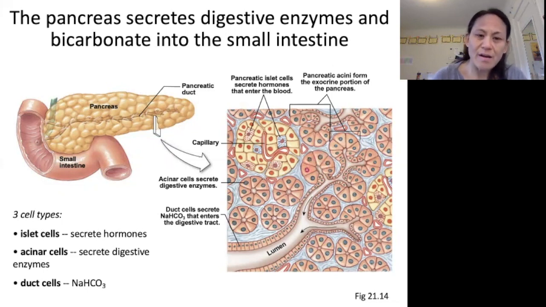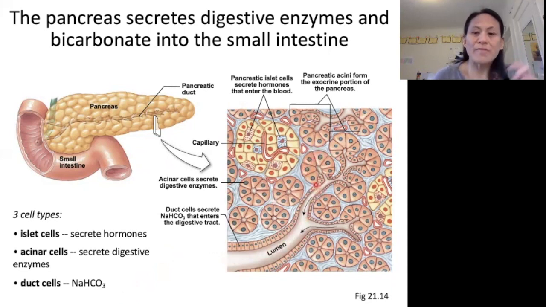Okay, so we have these kind of bubbles, lobules, that are called acini. Okay, and these cells are called acinar cells. And they're exocrine glands, so they're going to secrete materials that will then go along this duct to later be deposited into the small intestine.